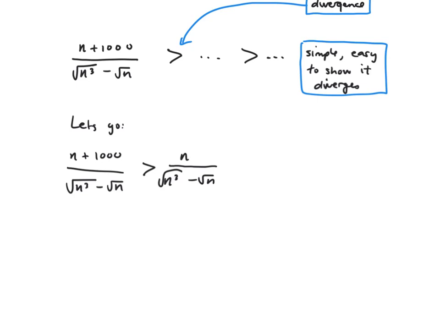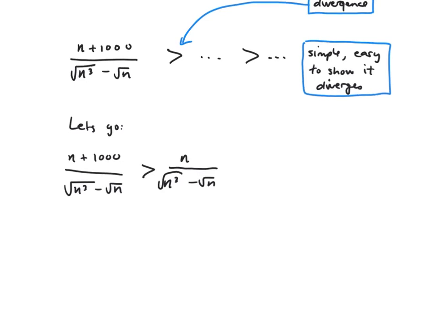All right. Now, let's look at this minus root n term for a second. If I'm removing the root of n from the denominator, it's making the denominator smaller. And when I make the denominator smaller, I make the whole expression larger.